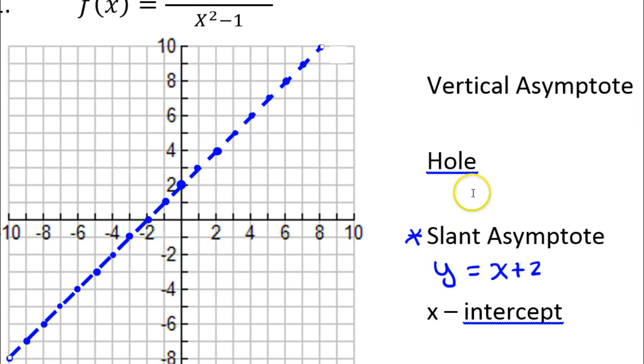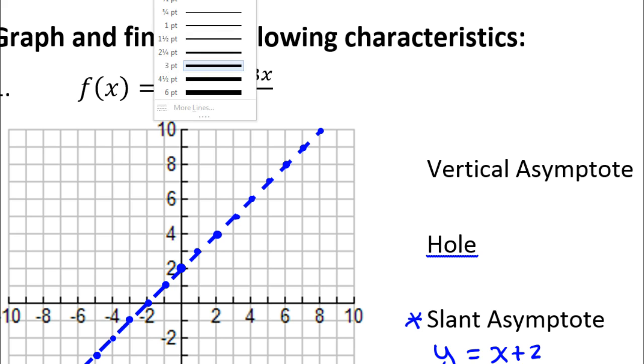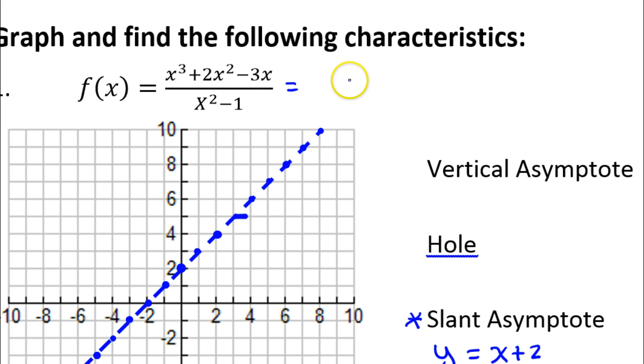Now a hole happens when there's a factor in the numerator and the denominator that will cancel out. So to figure out whether or not there's a hole, we need to factor the numerator and denominator. So let's go ahead and do that now. The denominator, I'm noticing, is the difference of two squares. So x squared minus 1 factors as x plus 1 times x minus 1.